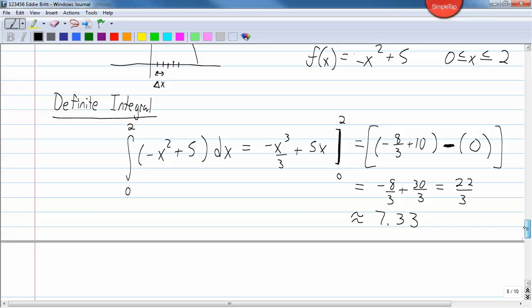So you can find the area under a curve by taking the definite integral from the lower boundary to the upper boundary. The way you do that is you integrate first, then evaluate the top number, or the upper limit, minus the bottom number, or the bottom limit.